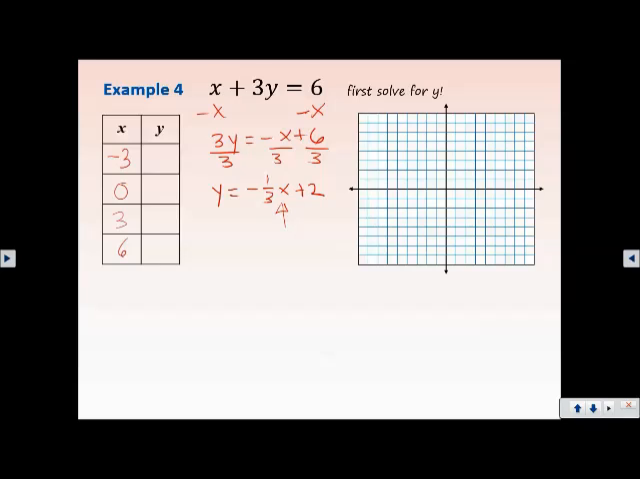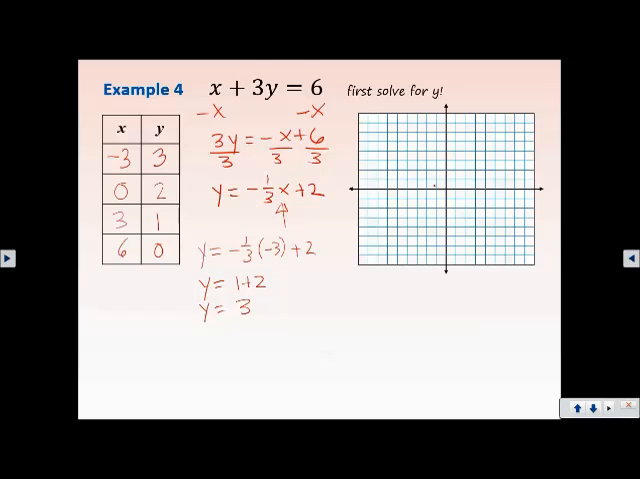So when I go ahead, I'm going to just do the first one for you. y equals negative 1/3 times negative 3 plus 2. When we do that multiplication, we end up getting 1 plus 2, so y equals 3. I'm going to go ahead and fill in the rest of the values here, and then when we go to plot them, I'm going to plot those points.